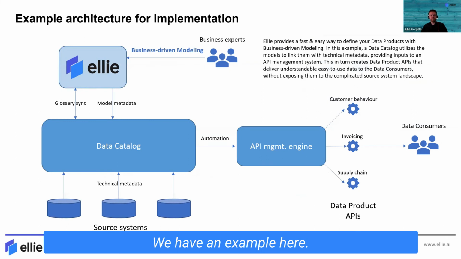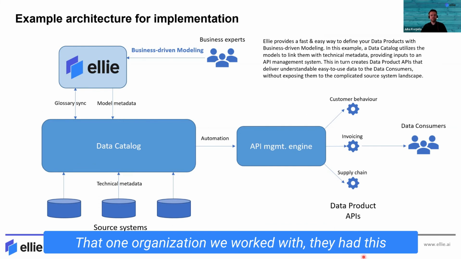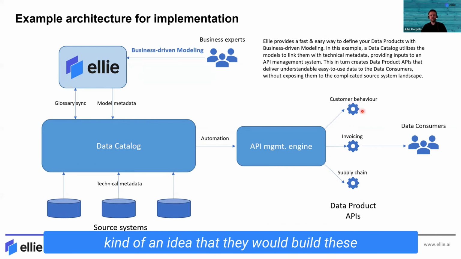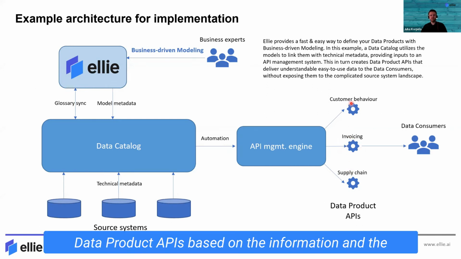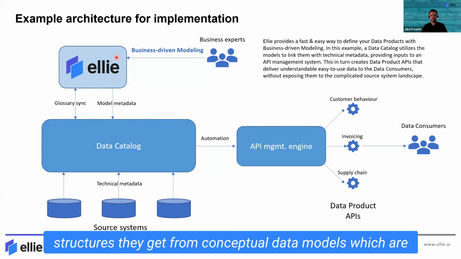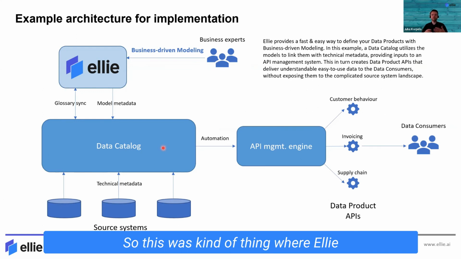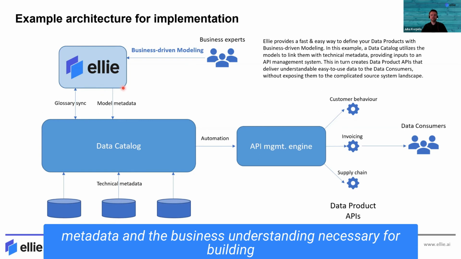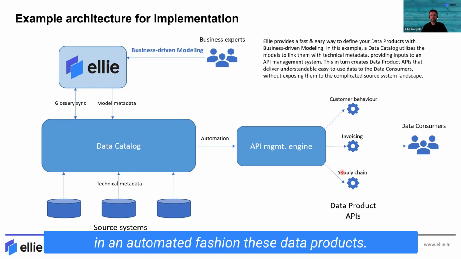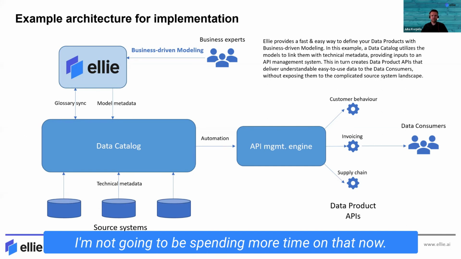We have an example here. I'm not going to go deeply into details, just mentioning this, that one organization we worked with had this idea that they would build these data product APIs based on the information and the structures they get from conceptual data models, which are mapped to physical data sources within a data catalog. So this was a thing where Ellie and a data catalog were interlinked in order to provide both the technical metadata and the business understanding necessary for building these data products in an automated fashion. So very interesting case. I'm not going to be spending more time on that now.